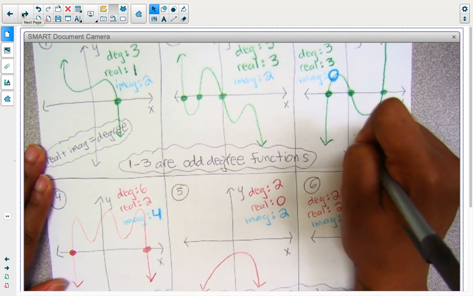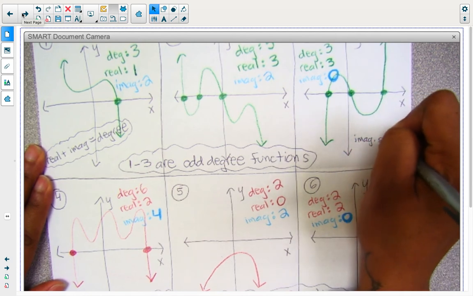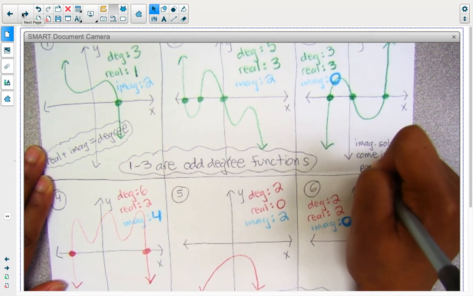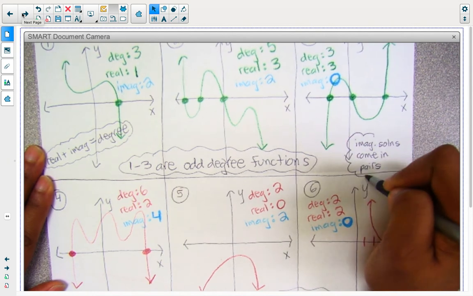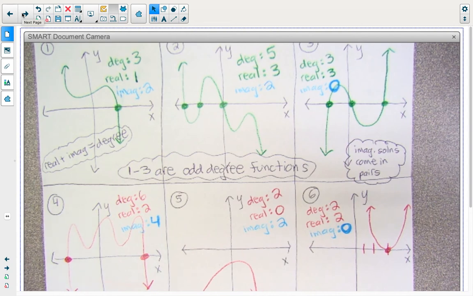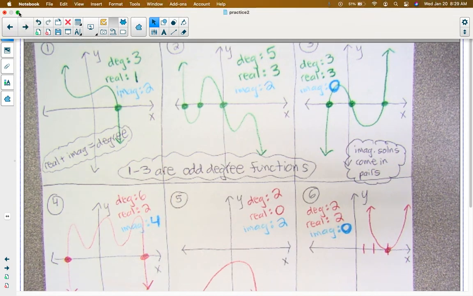So imaginary solutions, and I am abbreviating here, imaginary solutions come in pairs, meaning you won't have 3 of them. You won't have 5 of them. There'll never be 7 of them. They like to buddy up. It'll be an even number. So 2, 4, 6, 8, 10, 0. So imaginary numbers come in pairs. You should never, ever have an odd amount of imaginary solutions. So make sure you keep this handy. It's going to help you for the next few days, and it'll help you when you're graphing your polynomial functions.